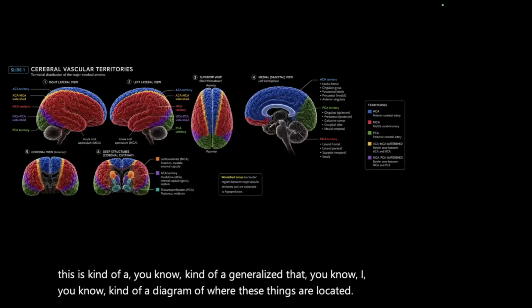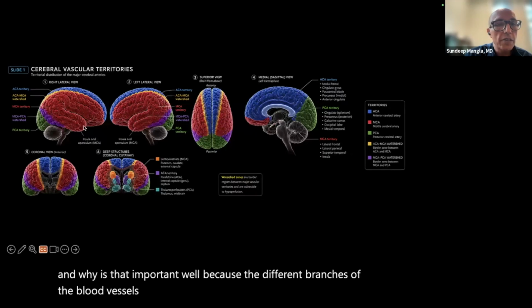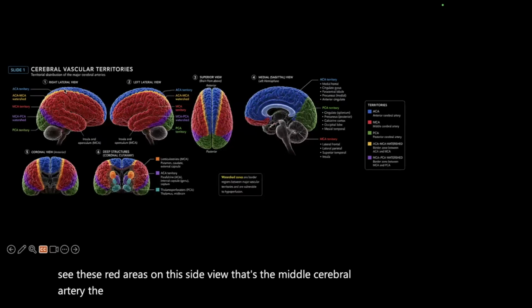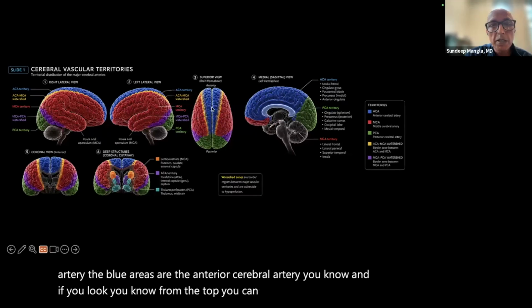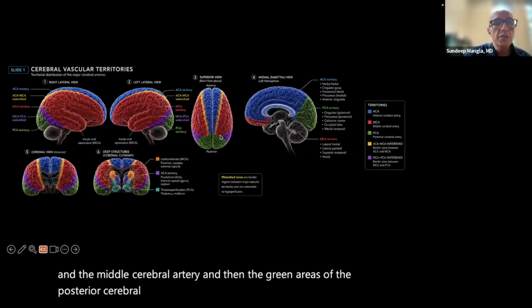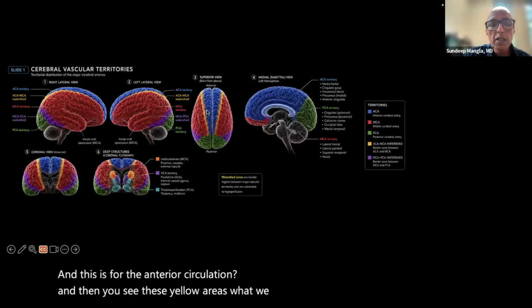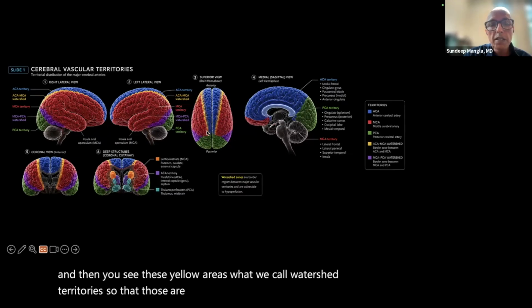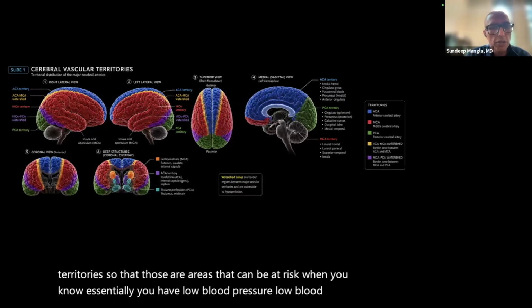And why is that important? Well, because the different branches of the blood vessels are going to supply those different areas. If you see these red areas on this side view, that's the middle cerebral artery. The blue areas are the anterior cerebral artery, and from the top you can see the medial aspect of each hemisphere is the anterior cerebral artery, and the middle cerebral artery, and then the green areas are the posterior cerebral artery. And this is for the anterior circulation. And then you see these yellow areas are what we call watershed territories. Those are areas that can be at risk when you have low blood flow states or low blood pressure situations.